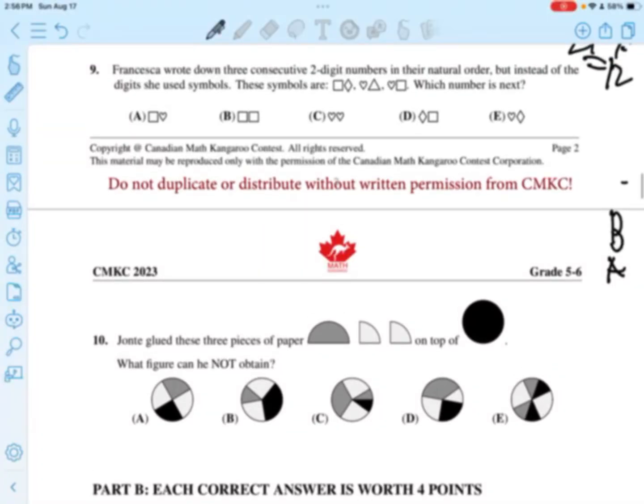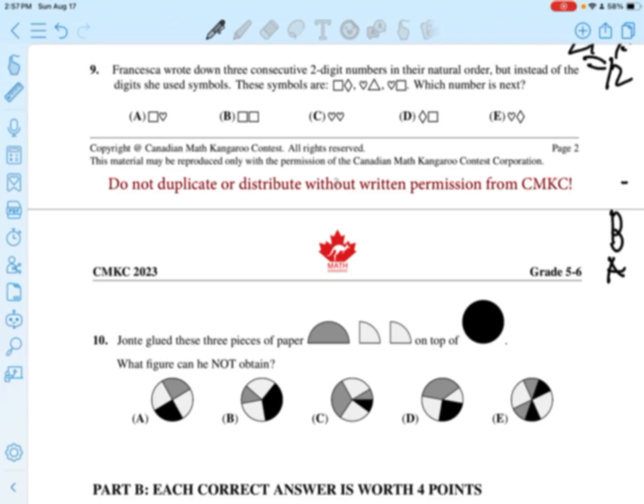In question 9, it says Francisca wrote down 3 consecutive 2-digit numbers in their natural order, but instead of the digits, she used symbols. These symbols are square diamond, heart triangle, and heart square. Which number is next? Now you might think in this question, we just have to do trial and error, but there's one tiny thing they gave, a little hint, so that we don't have to do as much trial and error.